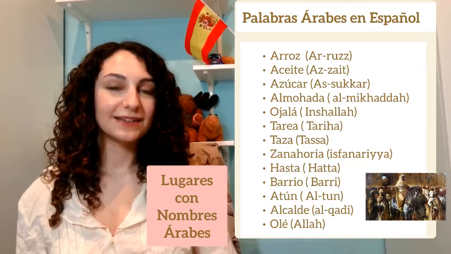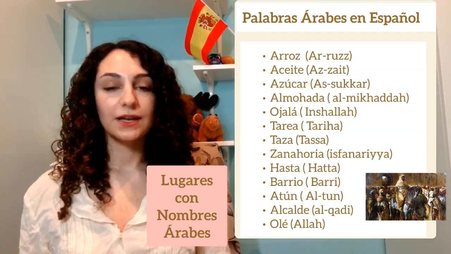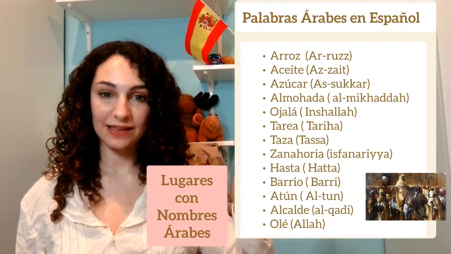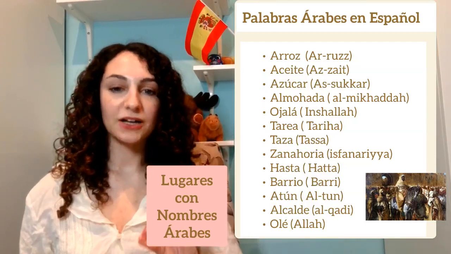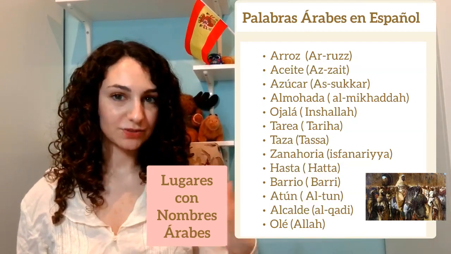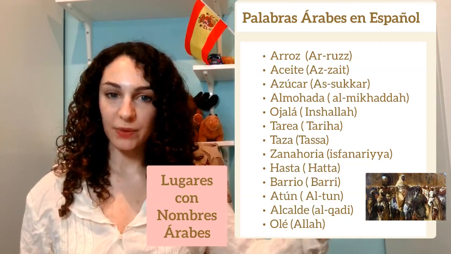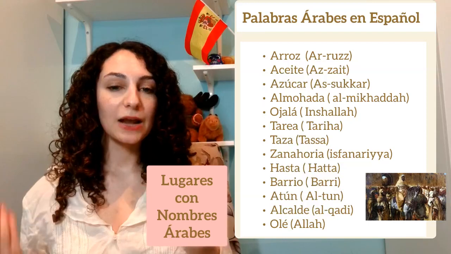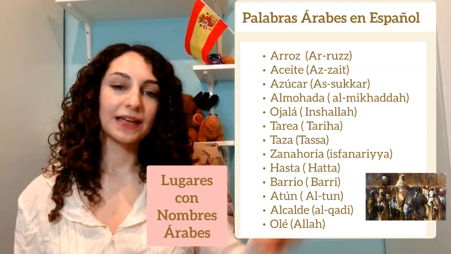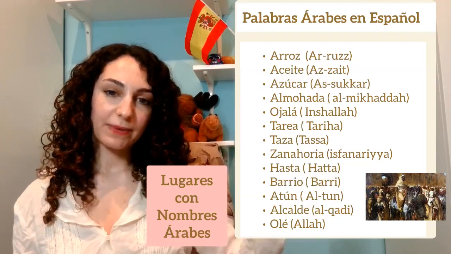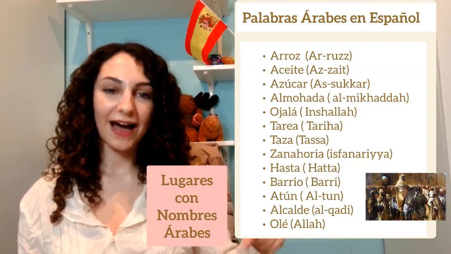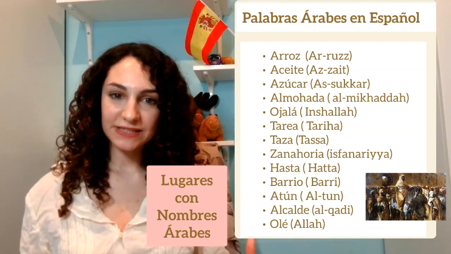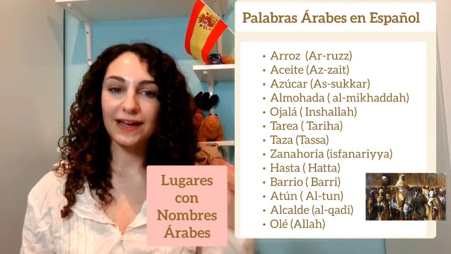¿Ok? Aceite. Aceite significa oil. Viene de la palabra aceite. So aceite, aceite. Azúcar. Azúcar, which is sugar, comes from the Arabic word azúcar. Almohada, which is a pillow, viene de la palabra árabe almijada. Okay? So you can see it's so similar, almohada, almijada.